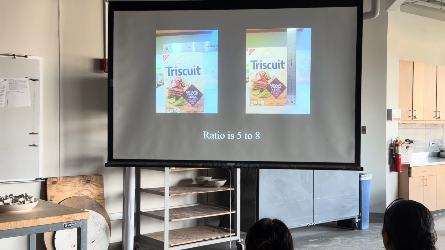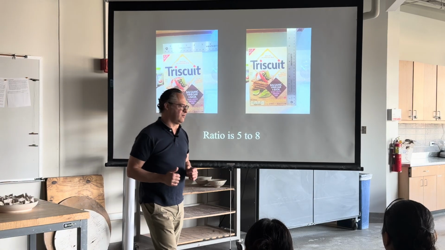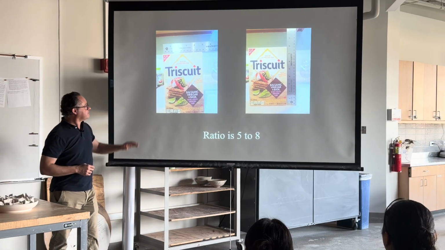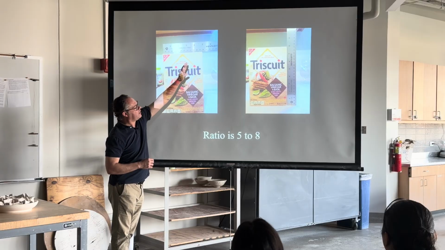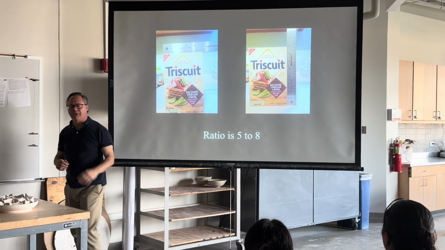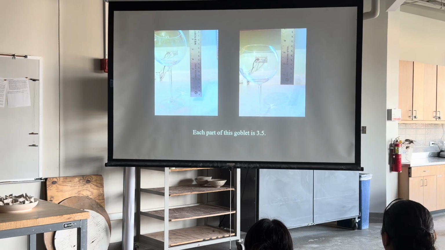All right. A Triscuit. Are they crackers? What are they exactly? Okay, they're crackers, they're biscuits. Okay, good. If we look at this, it's 5 width by 8 length. Can you remember this? So what were the two that I wanted you guys to remember? 3:5, 5 by 8. All right.